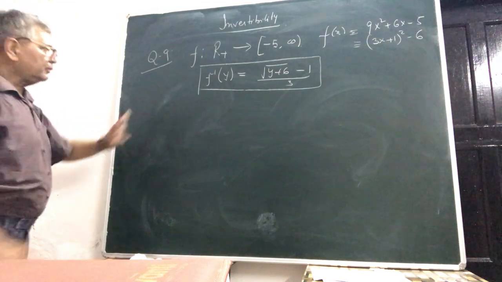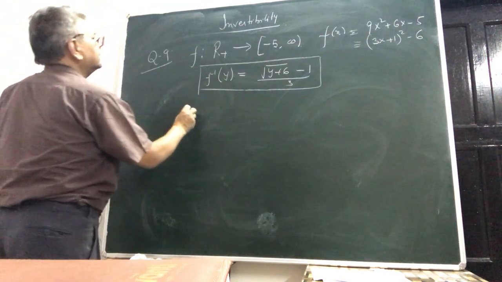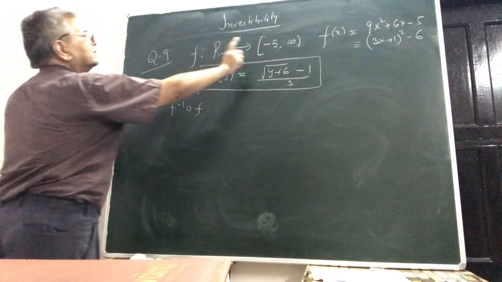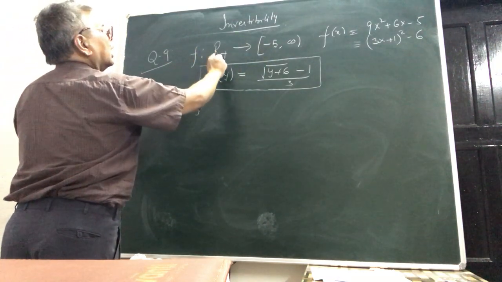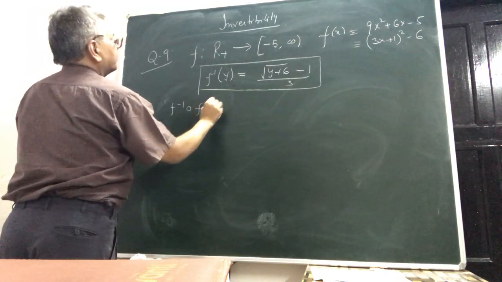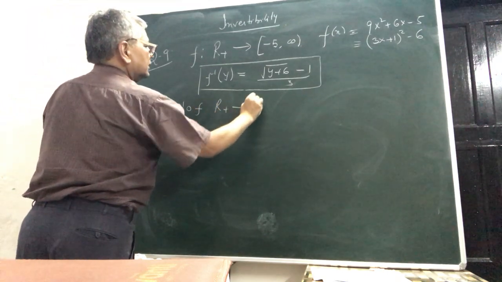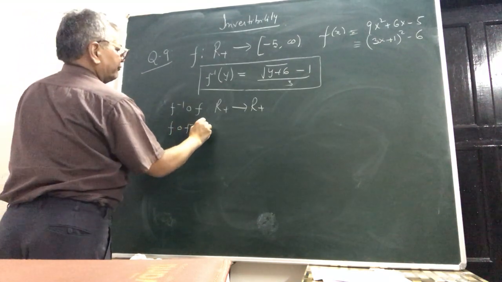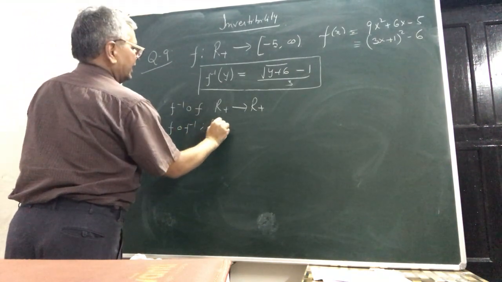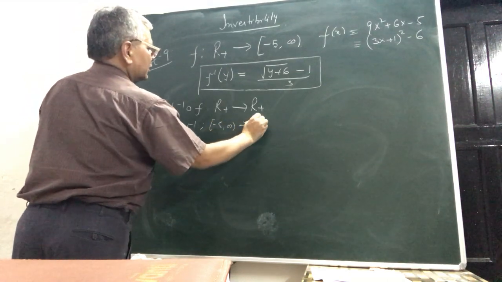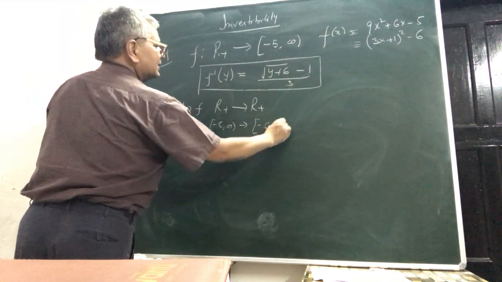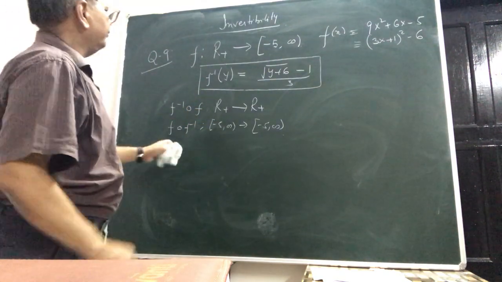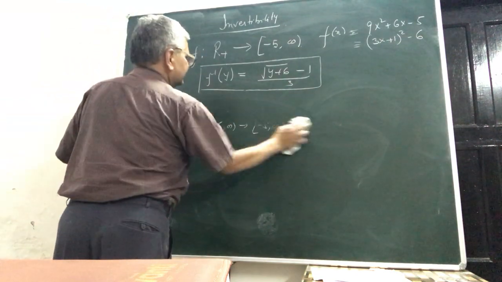Yes, what we will try to establish is f inverse. Please see, f is from R plus to this set, so it will be from R plus to R plus. And likewise, f inverse will be from where to where? It will be from minus 5, infinity open, 0, minus 5 close on the other side. So this is pretty obvious. I am rubbing it off and we will get the result here itself.